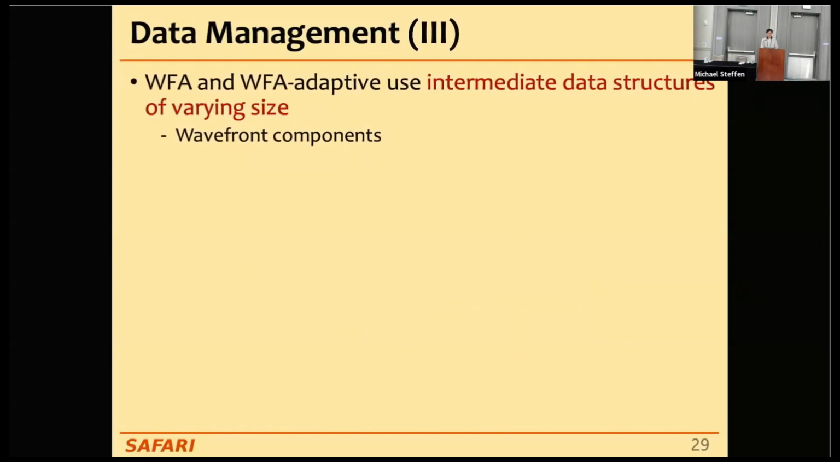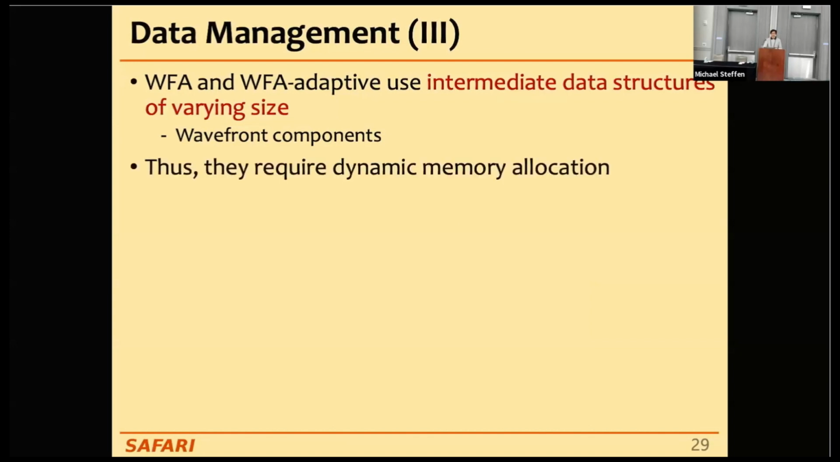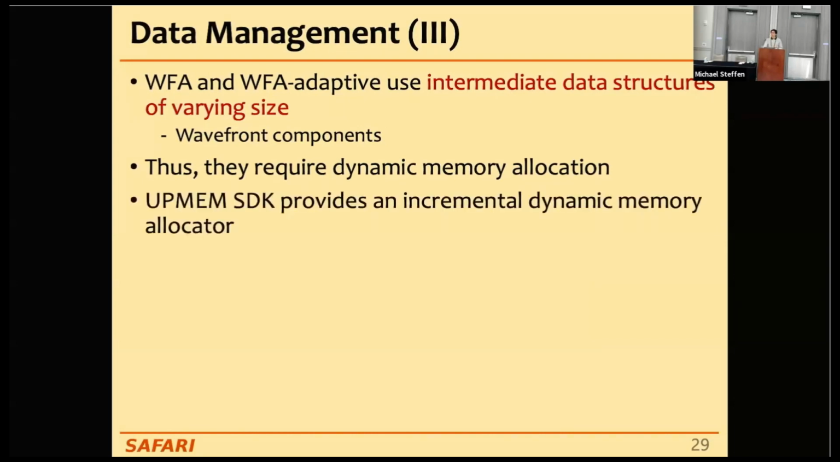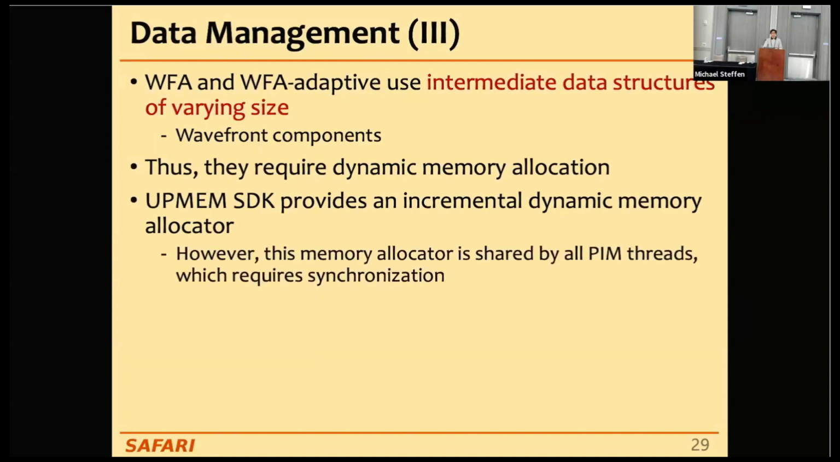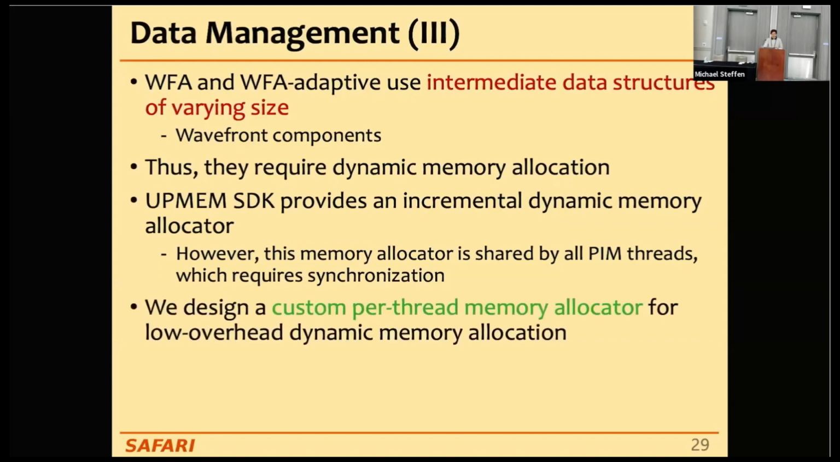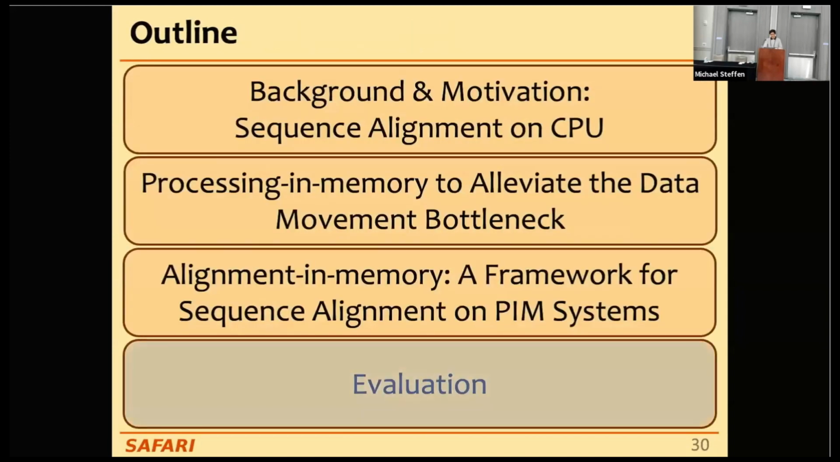For WFA and WFA-Adaptive, they use intermediate data structures of varying size. Those are the wavefront components, and that requires dynamic memory allocation. And the UPMEM SDK provides an incremental dynamic memory allocator, but this memory allocator is shared by all PIM threads. And here, we want all threads to work independently. Otherwise, they would need to synchronize. And that's why we design a custom per-thread memory allocator for low overhead dynamic memory allocation. You can find more details in the paper.